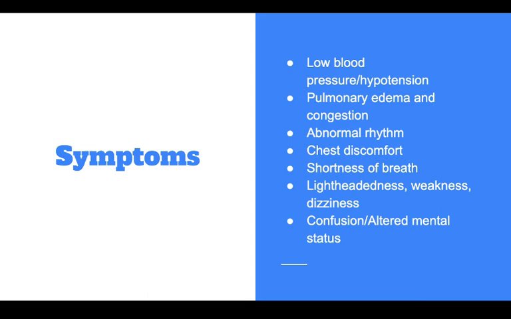Symptomatic bradycardia may cause a number of signs and symptoms, including low blood pressure, pulmonary edema and congestion, abnormal rhythm, chest discomfort, shortness of breath, lightheadedness, and/or confusion. Symptomatic bradycardia should be treated with the ACLS survey. If bradycardia is asymptomatic but occurs with an arrhythmia listed below, which we will talk about in the later slides, obtain a consultation from a cardiologist experienced in treating rhythm disorders.